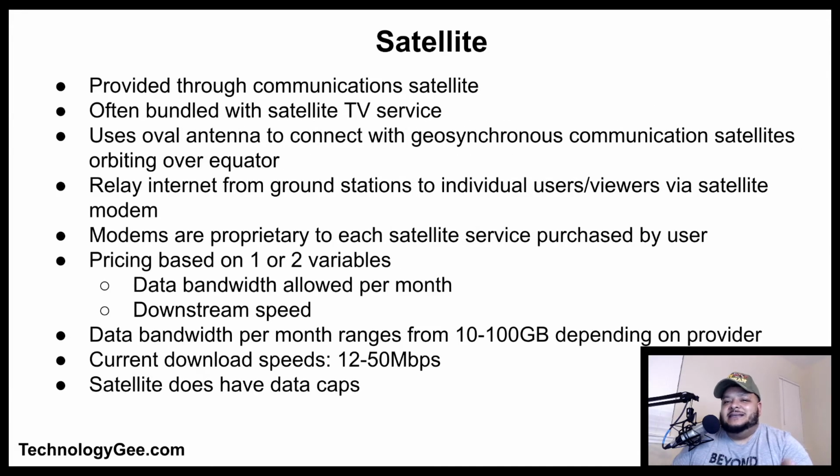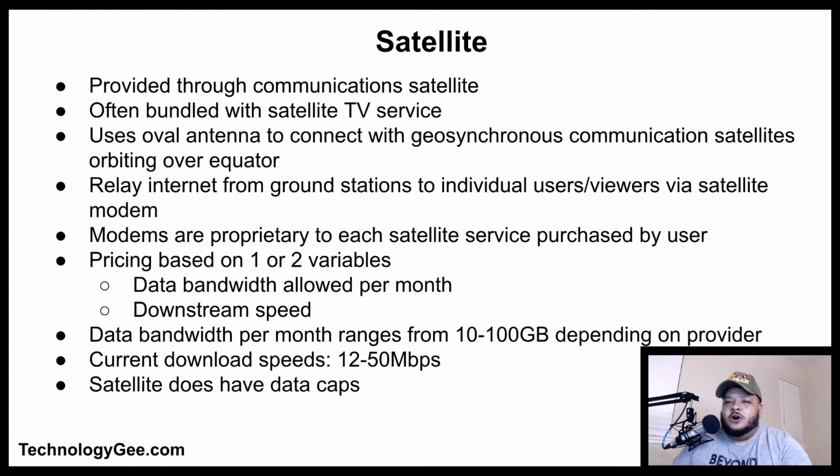Satellite internet access is internet access provided through communications satellites. Satellite internet services are often bundled with satellite TV service. Satellite internet service uses oval satellite antennas, which are very similar in appearance to satellite TV antennas, to connect with geosynchronous communication satellites orbiting over the equator. These satellites relay internet from ground stations to individual users and viewers via a satellite modem. Satellite modems are proprietary to each satellite service and are usually purchased by the user.